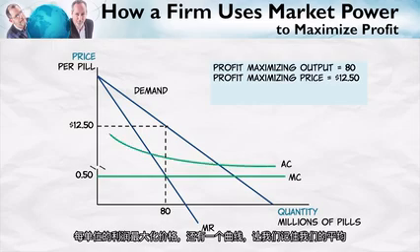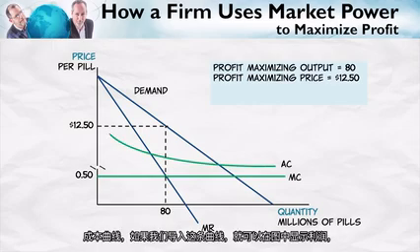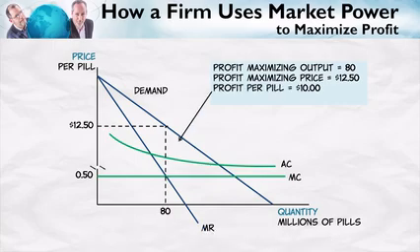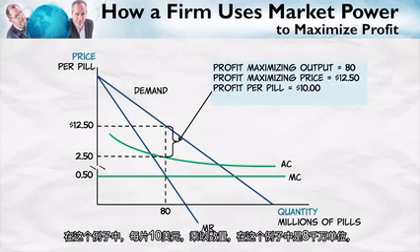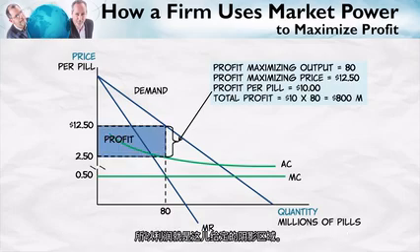One more curve. Let's remember our average cost curve. If we introduce this curve, we can now show profits on the diagram, just as we did with a competitive firm. The profit is the price minus the average cost. In this case, that's $10 per pill, times the quantity, in this case 80 million units, so profit is the shaded area given right here.